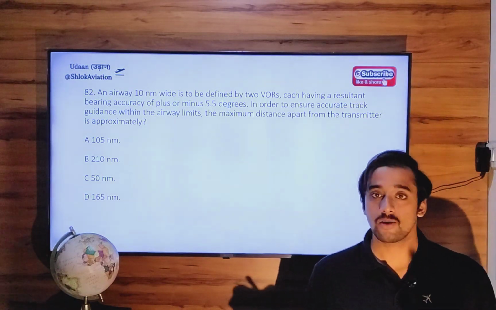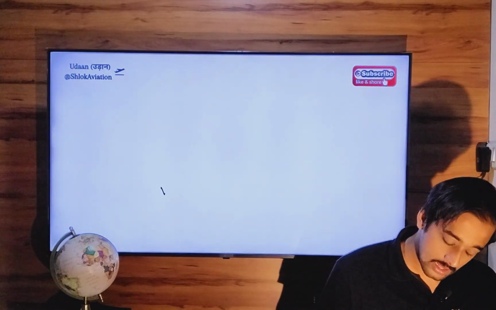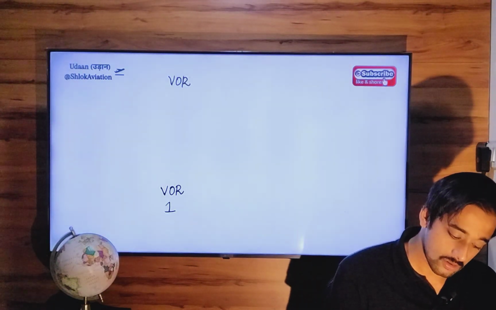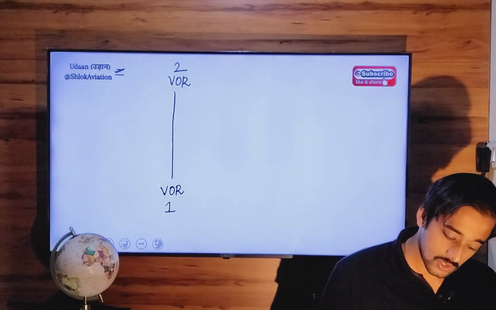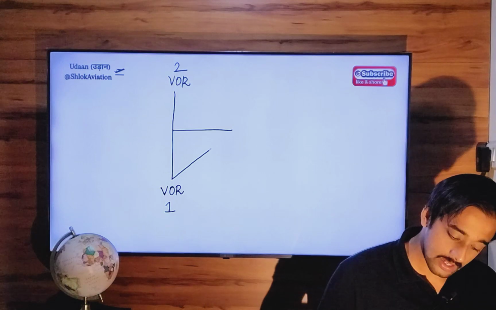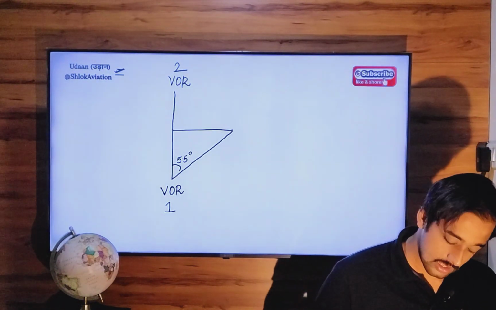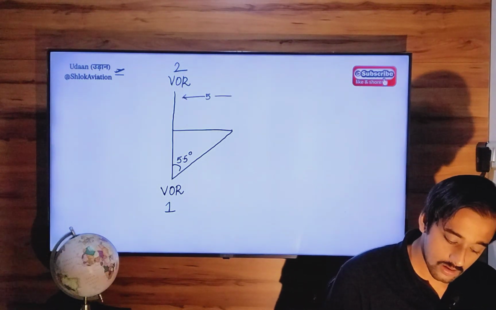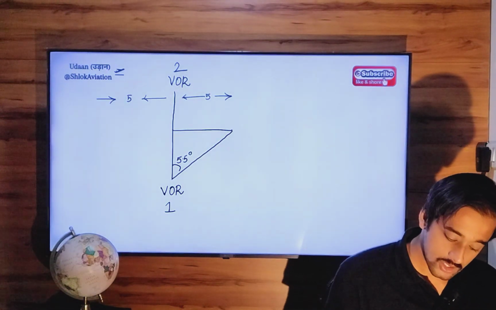So that means we have to find out the distance between these two VOR transmitters. This is VOR 1, let's say. This is VOR number 2. We have to find the total distance between these two. So let's divide that total distance in half and calculate the first half. The angle is 5.5 degree. The airway is 5 nautical mile wide on either side. So that means this will be 5. We have to calculate this.